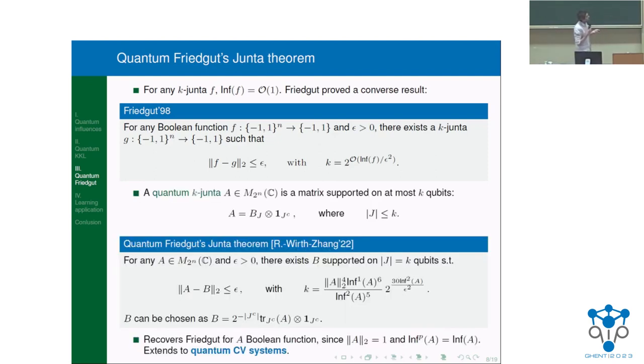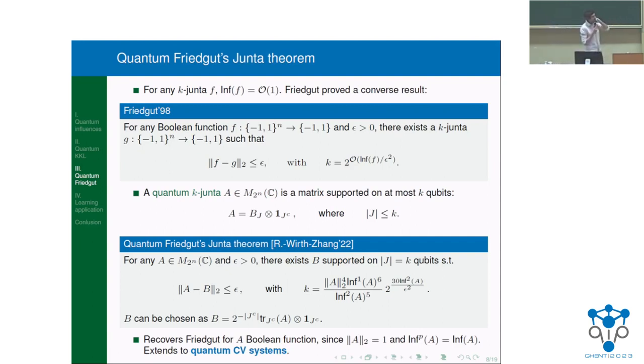To extend this to the quantum case, first I have to explain what a k-junta is in the quantum case. This is simply a matrix which is only supported on k of its qubits, so on the set J here, which is of size less than k. Given this definition, our quantum Friedgut junta theorem looks like this. For any matrix A over n qubits and any approximation parameter epsilon, there exists some matrix B, which is only supported on k qubits, so a k-junta, such that A is epsilon close to B in Schatten 2 norm, as long as you take k to depend on A in the following manner.